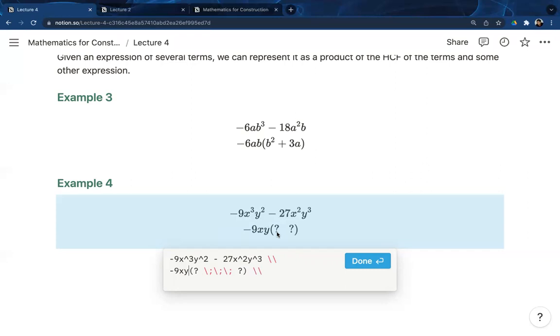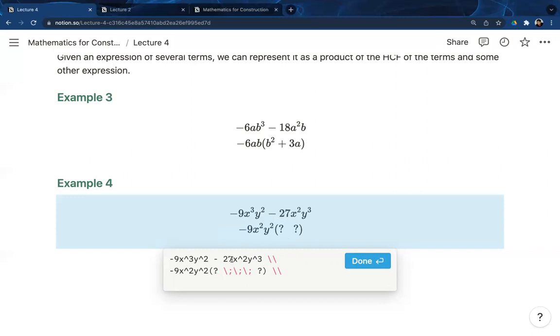But let's see the lowest power of X. I have X cubed and X squared. So I need an X squared in the HCF. That's the lowest power of X. I have a Y squared and a Y cubed. So I need a Y squared. Right? So that's it. HCF done. Sign, number, letters. Right? We do the same thing now.